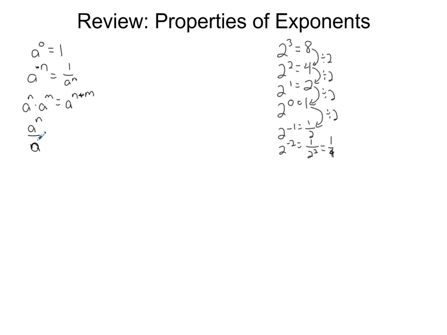When you divide like bases, you subtract the exponents. You always subtract the bottom one from the top. Now this one we're probably going to use some when rewriting expressions.